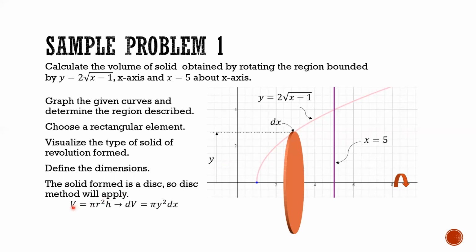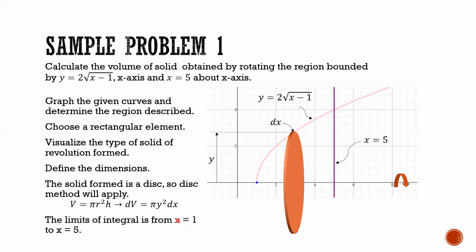So recall the formula of the disk. Volume is equal to pi r squared h. Now, if we correspond that with all of the dimensions in the graph, we have the differential volume is going to be equal to pi y squared dx. And then also, the limits would be from x is equal to 1 to x is equal to 5.